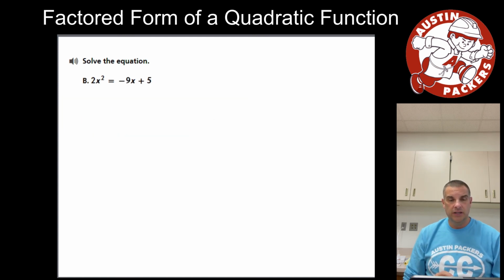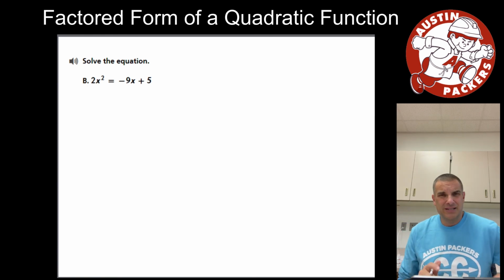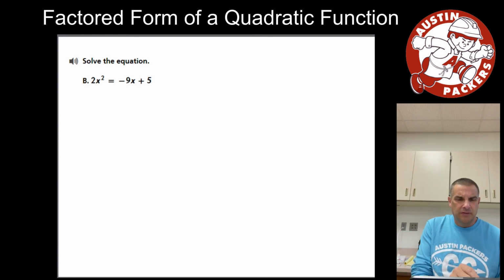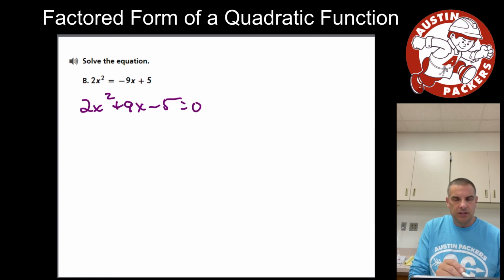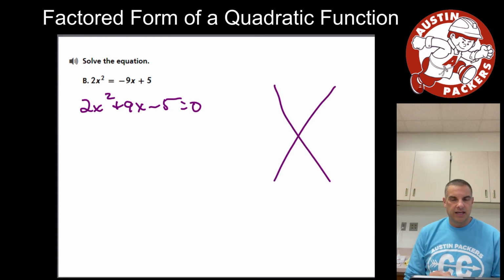So you get 2x squared equals negative 9x plus 5. So the first thing is you're going to set it equal to 0. You always want your a value to be positive. It makes life easier. So I'm going to move everything over to the left-hand side. So it's going to be 2x squared plus 9x minus 5 equals 0. Okay. A times c is on top. That's negative 10. B is on bottom. That's 9.